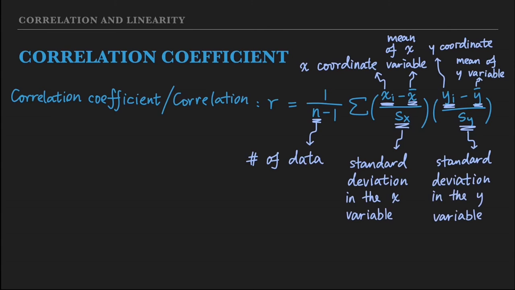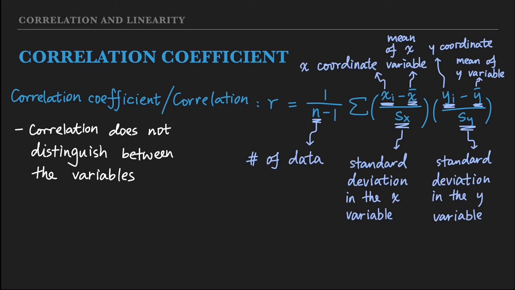Inputting the information into a calculator, we can use this formula to determine the correlation coefficient very quickly. However, it is important to understand that this formula suggests that the correlation does not distinguish between the independent and dependent variables. That is, it doesn't matter which variable is assigned as x and which is assigned as y. The correlation coefficient is always the same.